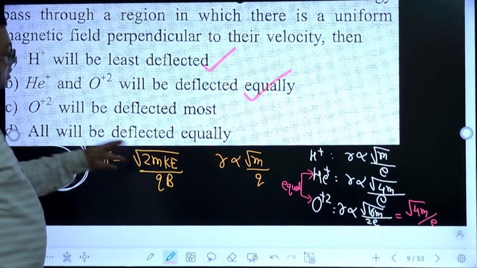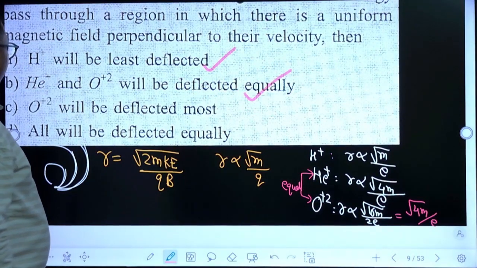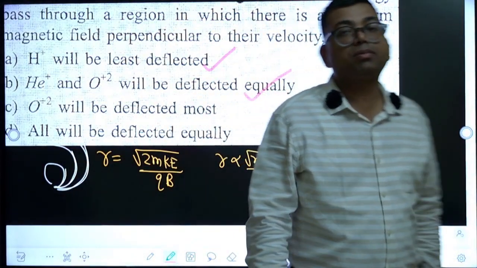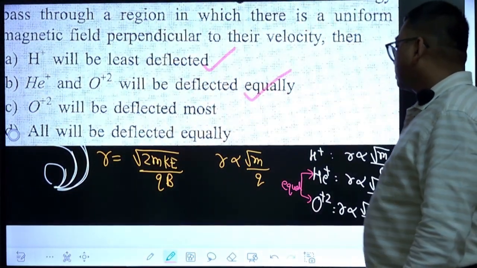So we cannot say that, because oxygen and helium will be the same. So we can go for two options here. Two answers will be there, right? Let us move to the next.